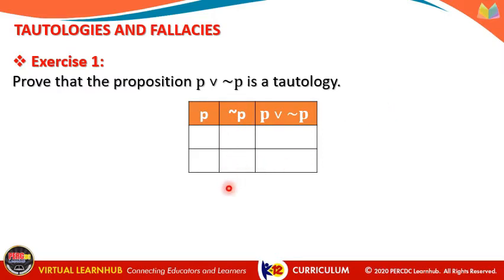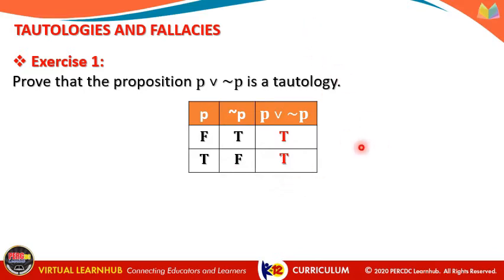All right. So, if P is false, then the negation of P is true. If P is true, then the negation of P is false. Now, let us perform this proposition. Let us take the disjunction of P and not P. Okay, let's do that. False or true will give us true. True or false will give us true.